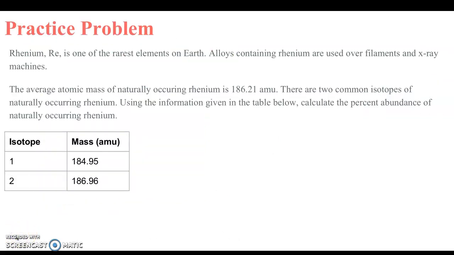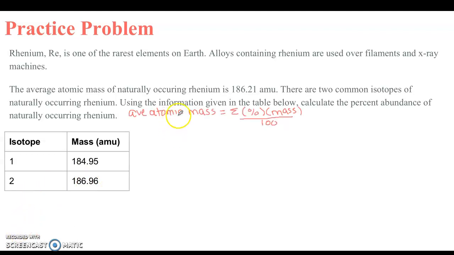And here's our last problem for today. So rhenium is one of Earth's rarest elements. It's used in X-ray machines. The average atomic mass of naturally occurring rhenium is 186.21 AMU. There's 2 common isotopes. The masses are provided down below in the table. Use this information in order to calculate the percent abundance of each isotope for naturally occurring rhenium. Just a hint, you're going to have to use a system of equations in order to solve this.